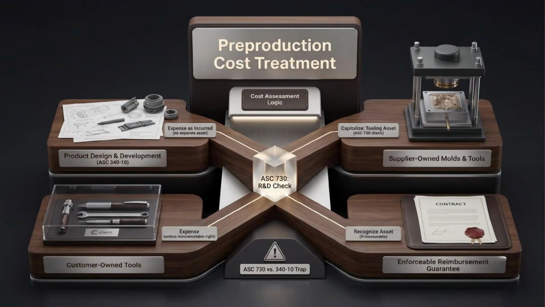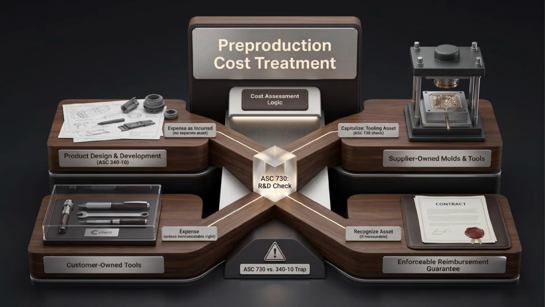Next, we move to pre-production cost in long-term supply arrangements. These costs require judgment because not every cost incurred before production becomes an asset. Product design and development costs are generally expensed as incurred. Supplier-owned molds and tools may be capitalized as long-lived assets if they are not research and development under ASC 730.